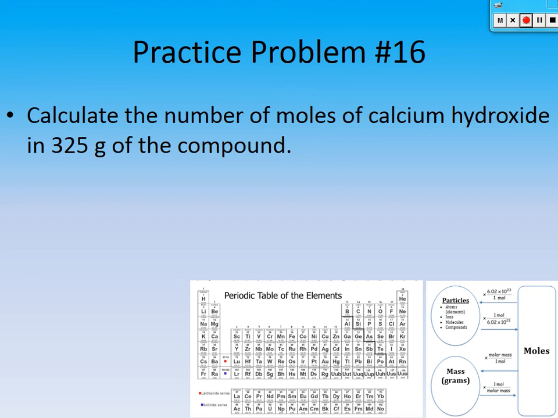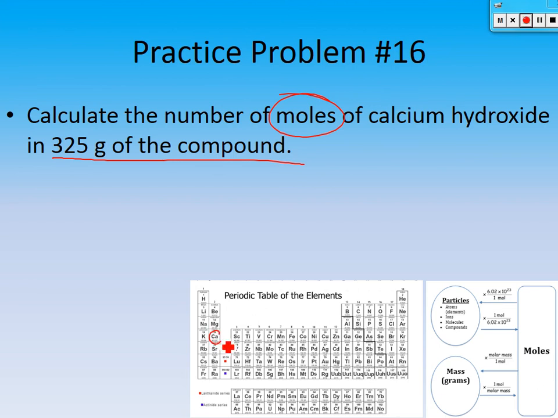It says, calculate the number of moles of calcium hydroxide in 325 grams of the compound. Okay, they're giving us 325 grams. It wants us to calculate the number of moles, so I'm going to circle that. What makes this problem a little different is it doesn't give us the formula for calcium hydroxide, but at this point in the class you should be able to do the crisscross method and come up with a formula.